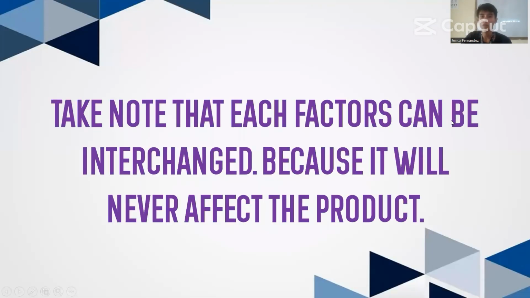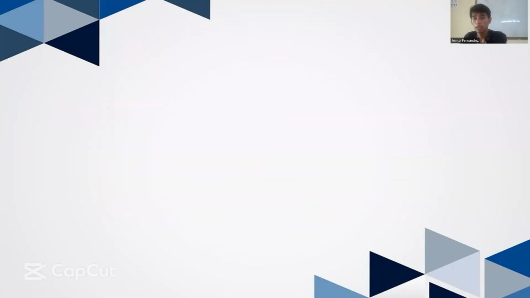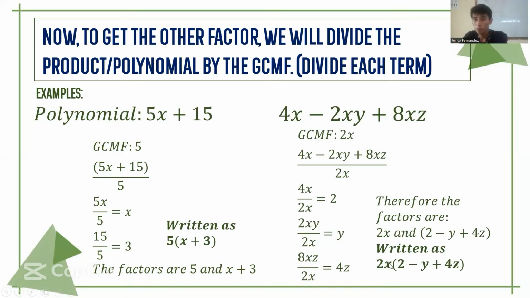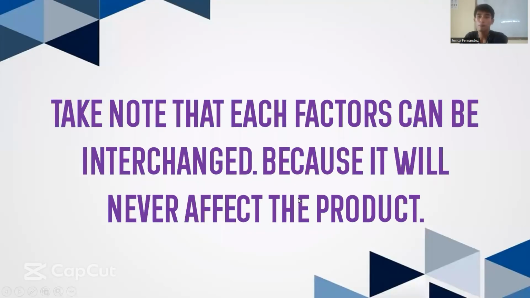Now, take note that each factor can be interchanged because it will never affect the product. Pwede po magkabaliktad yung factors. Okay, balikan natin. Si 2x pwedeng mapunta dun sa kabila or sa loob siya ng parenthesis. Then yung iba, nasa labas. Si 5 pwedeng mapunta sa loob ng parenthesis at makapalabas yung isa, kasi hindi naman siya makaka-apekto sa product natin.